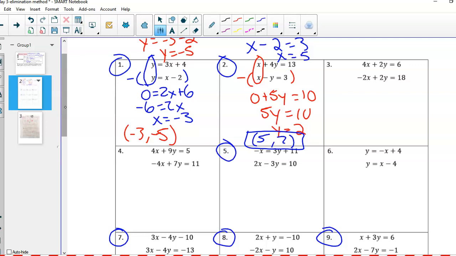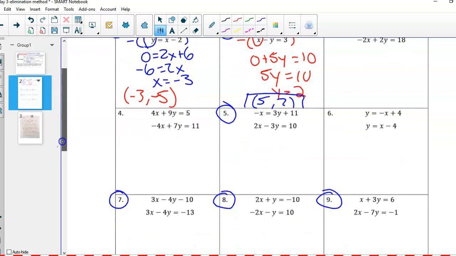For number 5, is everything lined up? No. The x is where the other x should be, but the y is not. We need to move that y before we do anything else. So that's substitution or graphing, not elimination.